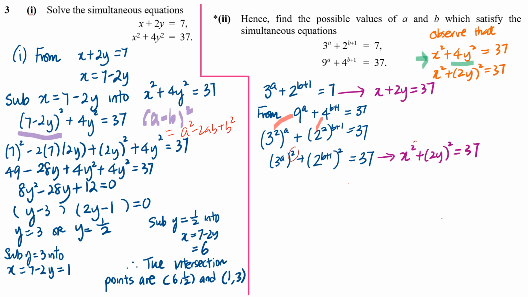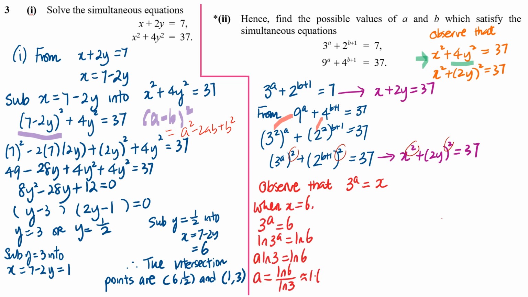Now you can see quite clearly the comparison. There's a power 2, and also power 2 here, and then 37. So from there, you would observe that x is actually equal to 3 to the power a. X can be replaced by 3 to the power a. And 2y is actually comparable with 2 to the power b plus 1. Okay, so we do the first part first.